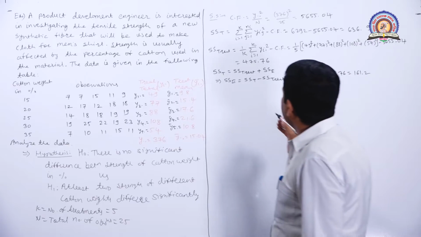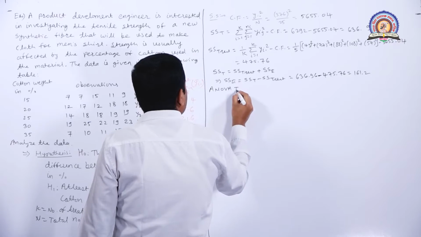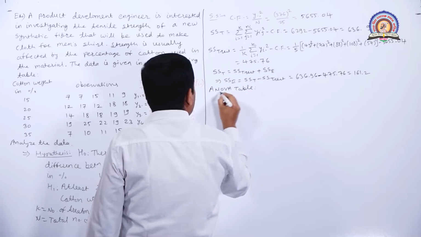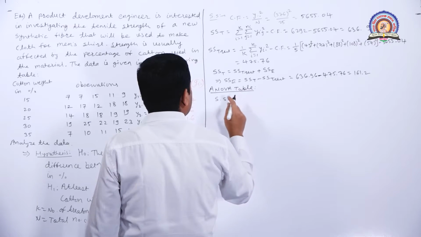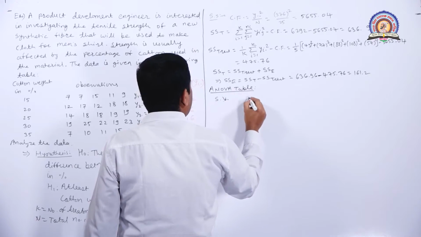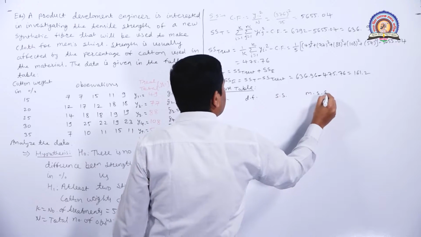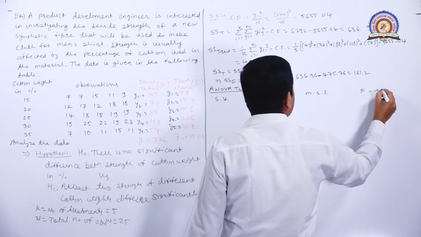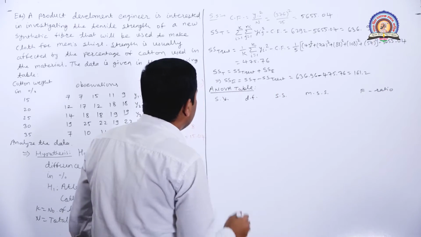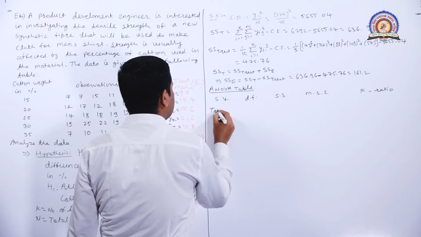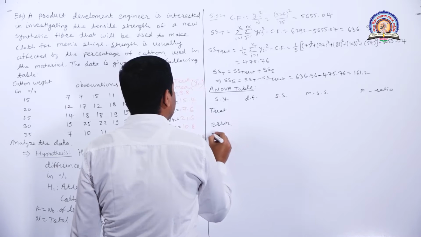Now we are in the position to write the ANOVA table. In the ANOVA table, the columns are sources of variation, degrees of freedom, sum of squares, mean sum of squares, and the last column is the F ratio. Sources of variation in one way ANOVA are treatment, error, and the last one is total.